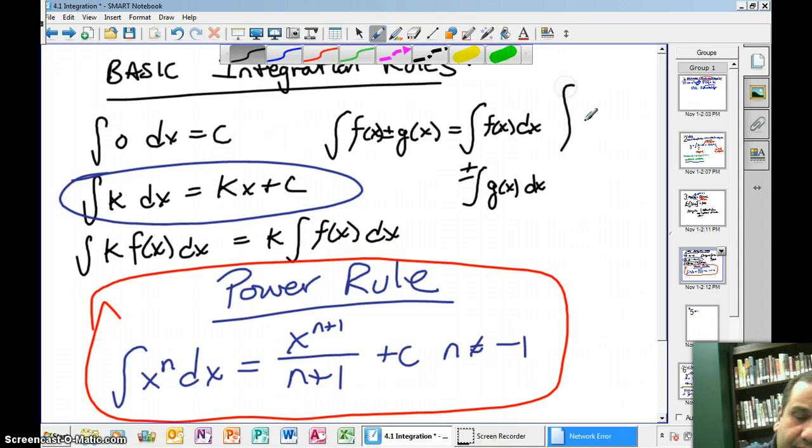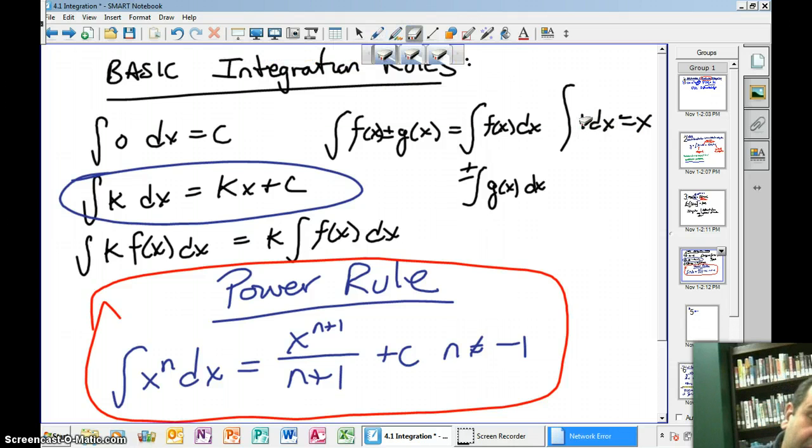The integral of x dx equals 1. No, it doesn't. My bad. It doesn't equal 1. Sorry. The integral of 1 dx equals x. Yeah, that's right. Sometimes the 1 isn't shown, so sometimes you would see the integral of just dx. The 1 is understood.